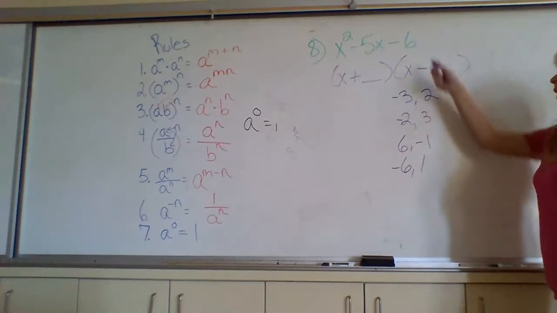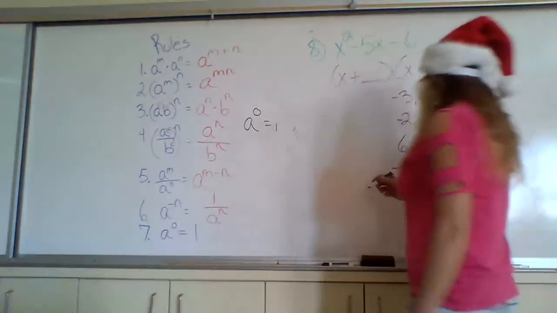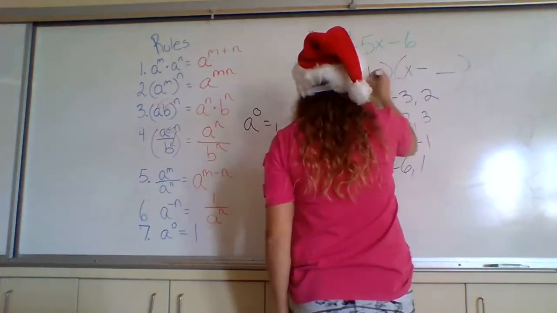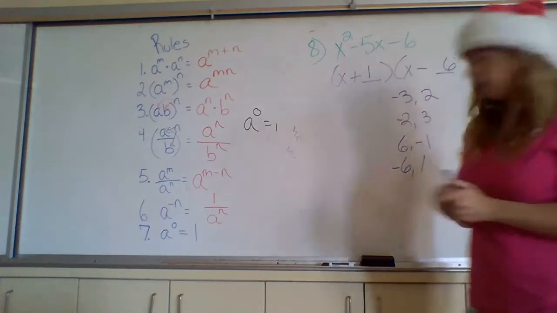-6 times 1 is -6, and -6 plus 1 is in fact -5. So those are your factors: x plus 1, x minus 6. Okay, we'll do one more of these.